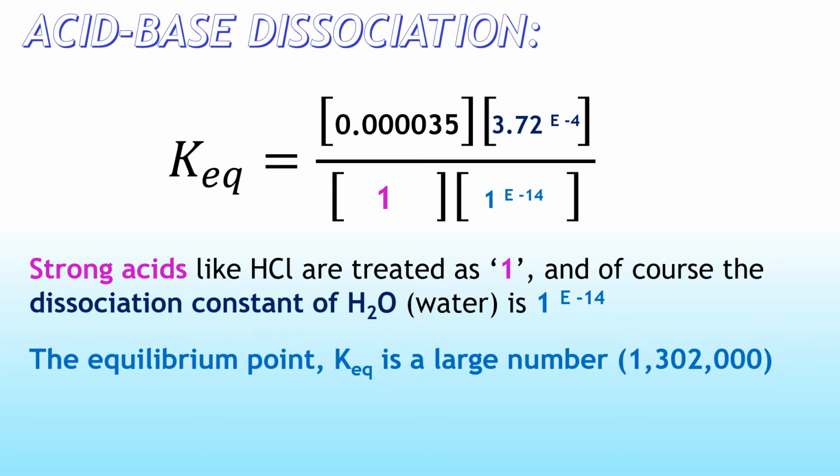And all that means is that when the concentration of the products is about 1,302,000 times greater than the original concentration of the reactants, well, then we're going to be at a happy place and the relative amounts will all remain constant from that point on. That's all we're saying.